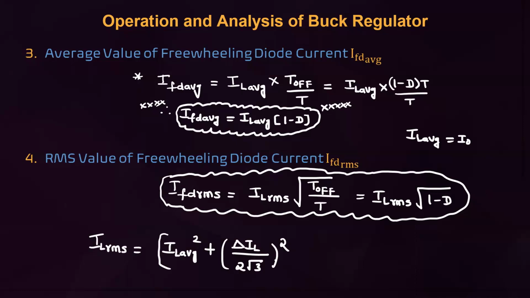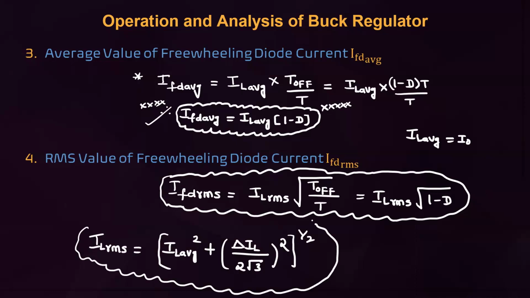Till now, based on this formula, no question. Only the question repeated in different competitive exams, even the GATE exam also, is only average diode current. But RMS diode current is not asked till now in any competitive exam. If it is asked, you're ready to answer.